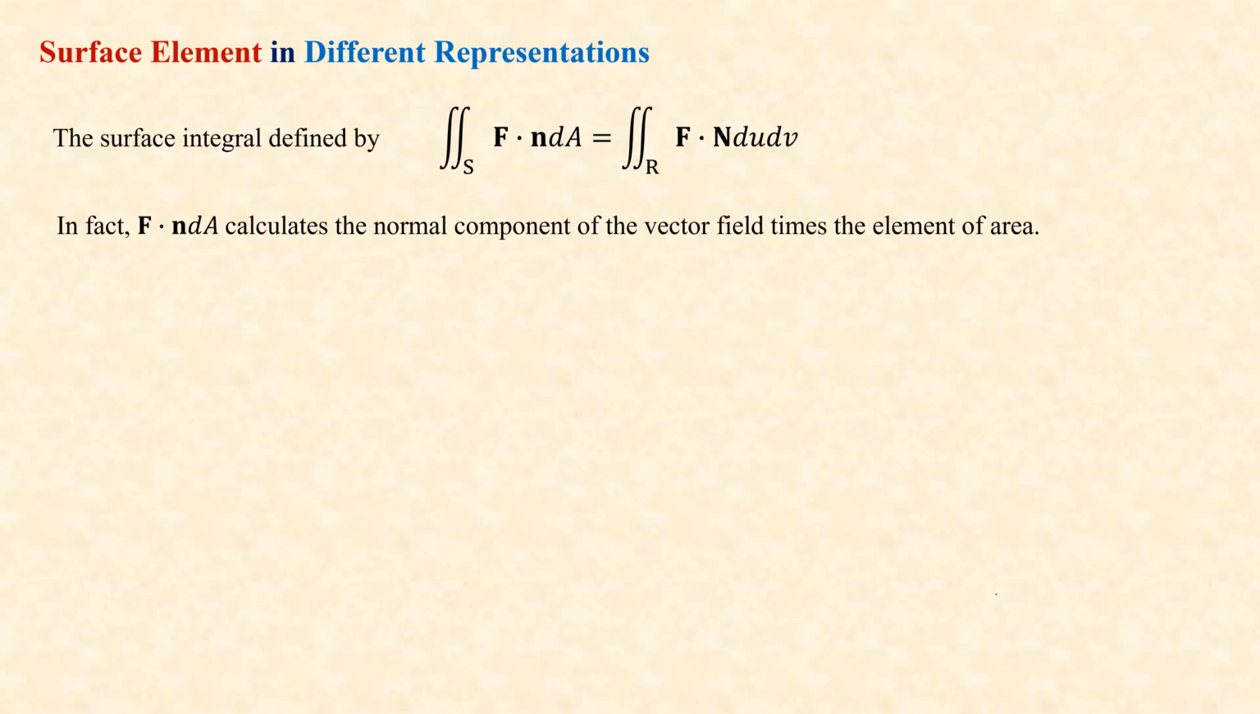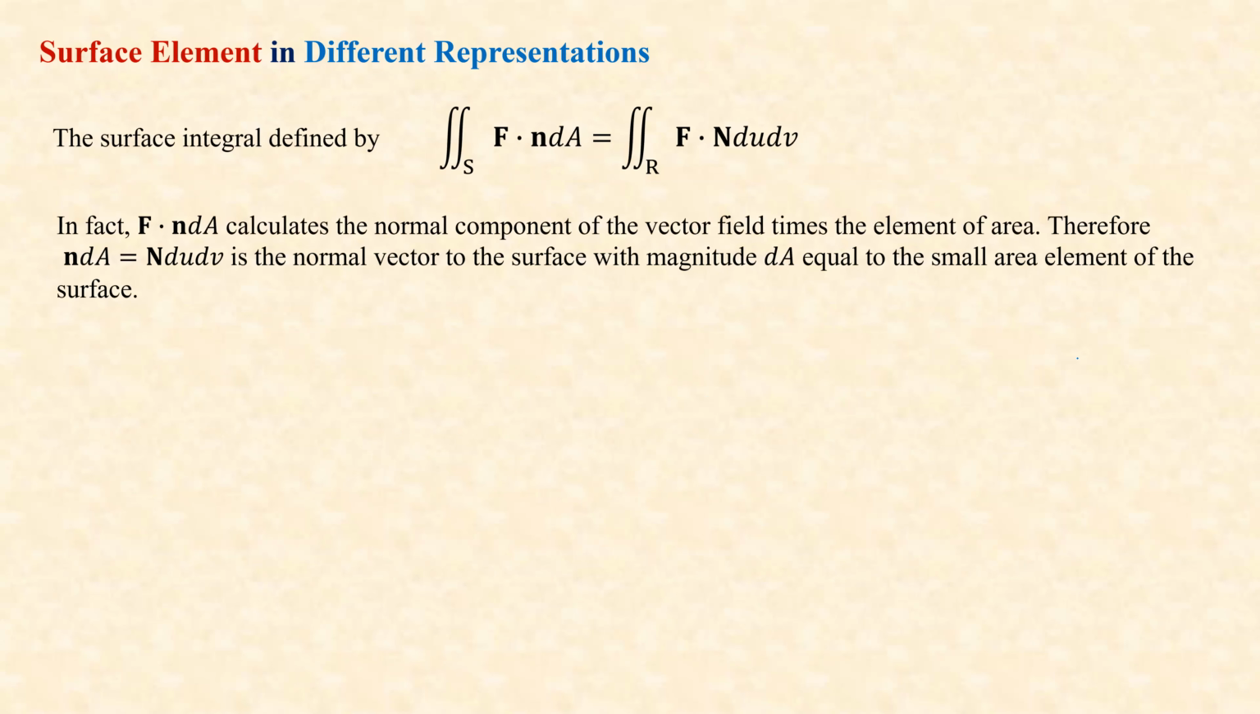Here we want to show that the surface elements with different representations always work, and sometimes we know what they should look like, and they look exactly the same as what we expect. The first is the surface area that we talk about, this dA. You can write it as this. And so n dA is equal to capital N du dv. And therefore dA is the magnitude of capital N du dv, which is the magnitude of r_u cross r_v du dv.